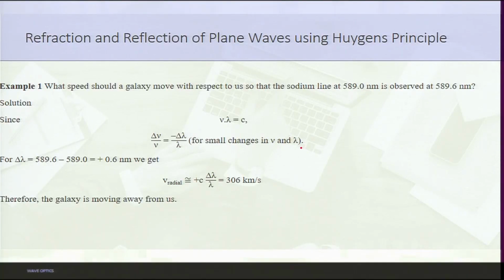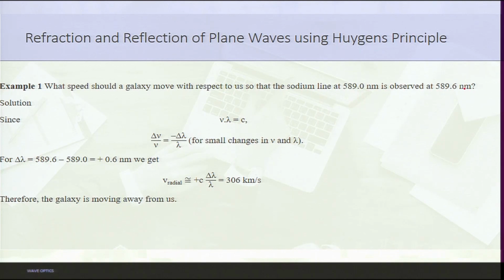So, this was the complete explanation of the Doppler effect. Let me explain the same application using an example. This is the same example as in the NCERT book, so please look carefully. What speed should a galaxy move with respect to us, so that the sodium line, whose wavelength is given here, at 589 nanometers, is observed at 589.6 nanometers? Just to explain, 1 nanometer is 10 to the power minus 9 meters.